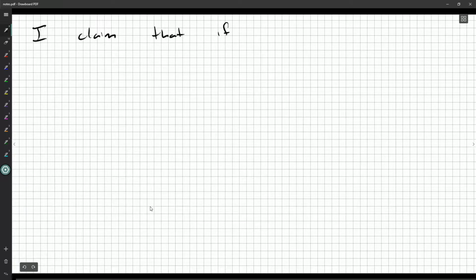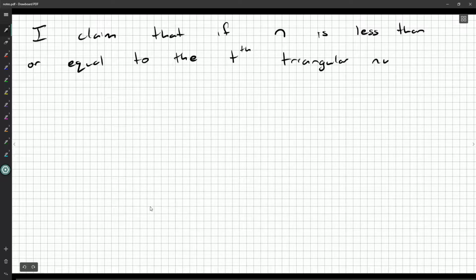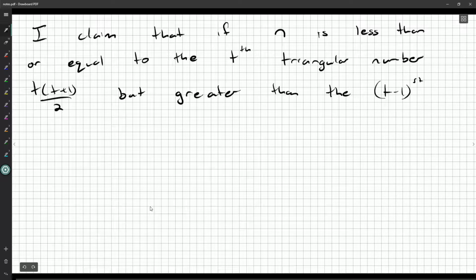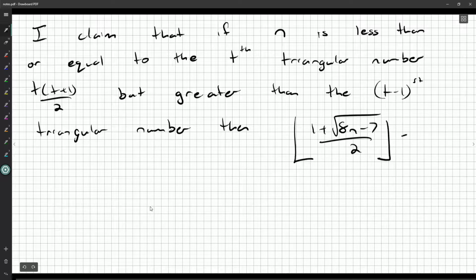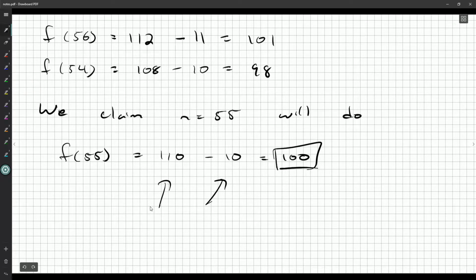I claim that if n is less than or equal to the t-th triangular number, and I'll just write the expression t times t plus 1 all over 2, in case whoever's marking is not familiar with triangular numbers, but greater than the (t minus 1)-th triangular number, then 1 plus square root of 8n minus 7, all over 2, is t. That's based on what I sort of observed here fiddling around with these numbers.